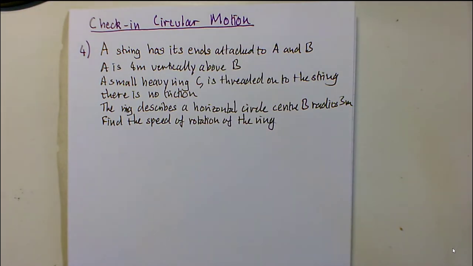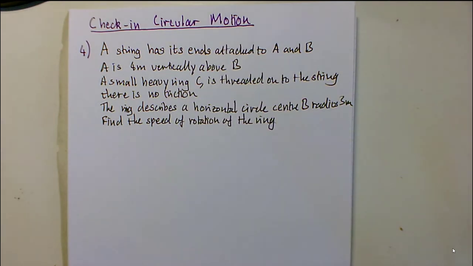The thing to watch out for in this question is the very first line, in which it says a string has its ends attached to A and B. What this means is you've got one long bit of string between A and B. A is 4 meters vertically above B. A small heavy ring is threaded onto the string, and, next important bit, there is no friction. The ring describes a horizontal circle, center B. So this ring is whizzing round and round in a circle, level with the bottom end of the string.